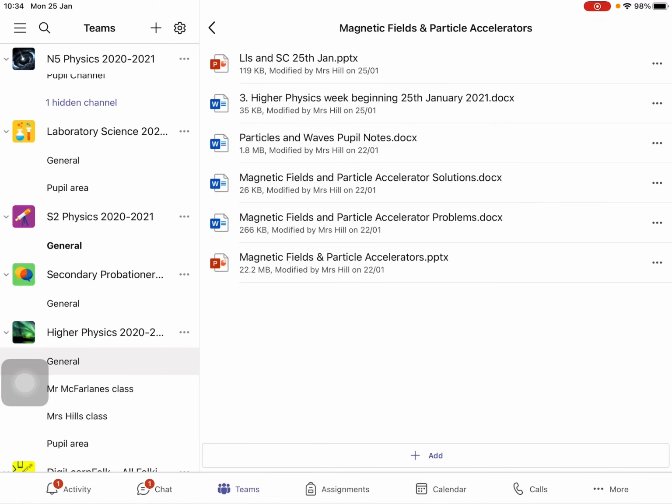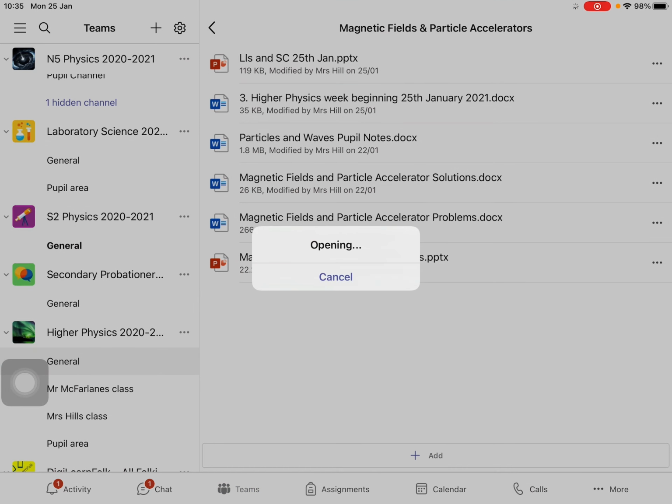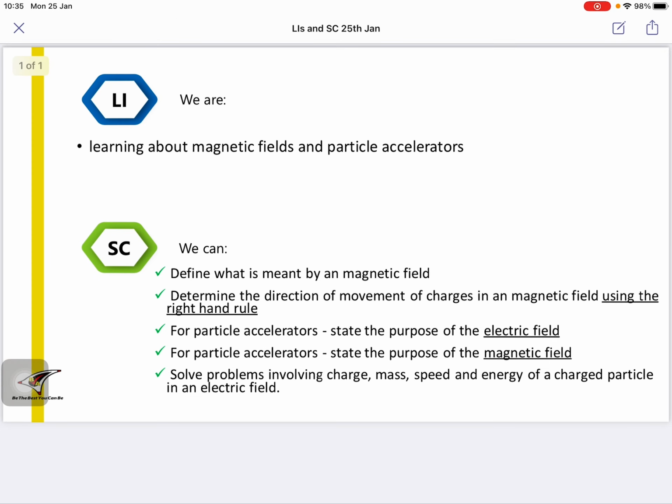Now, I've gone through a huge amount of information there, guys. I don't expect you to be completely understanding every single detail about it, but hopefully it at least sets the scene for what the work is going to be this week. Success criteria: define what is meant by a magnetic field, use the right hand rule, state the purpose of the electric and magnetic fields, and then, similar to last week, solve problems involving charge, mass, speed and energy of charged particles in electric fields.